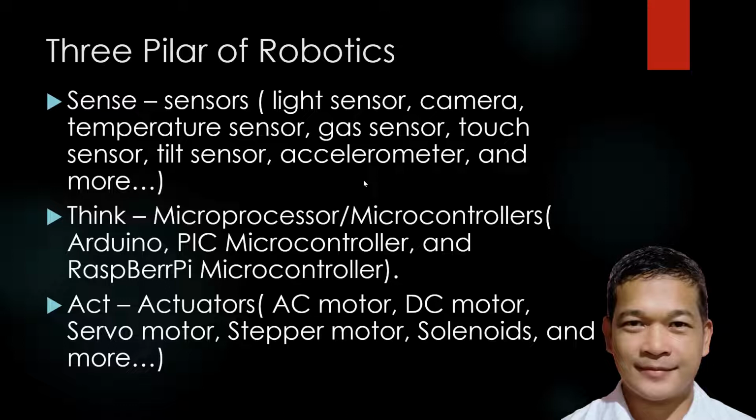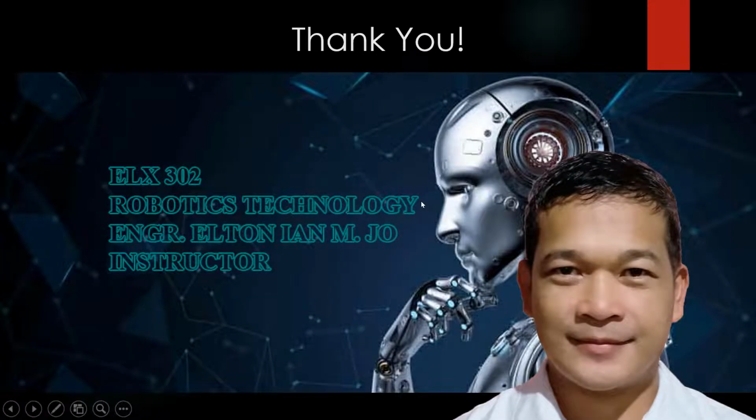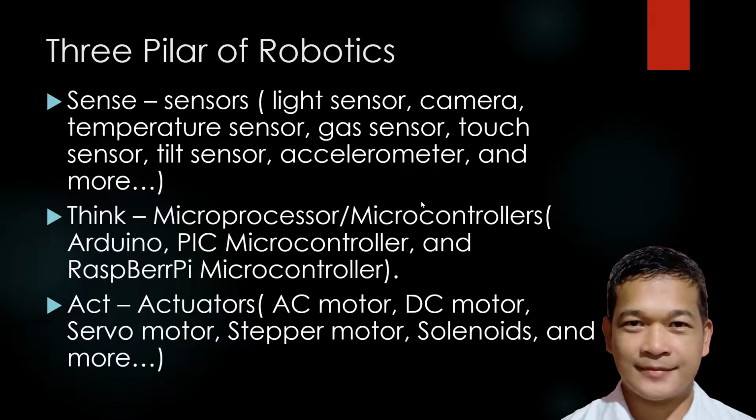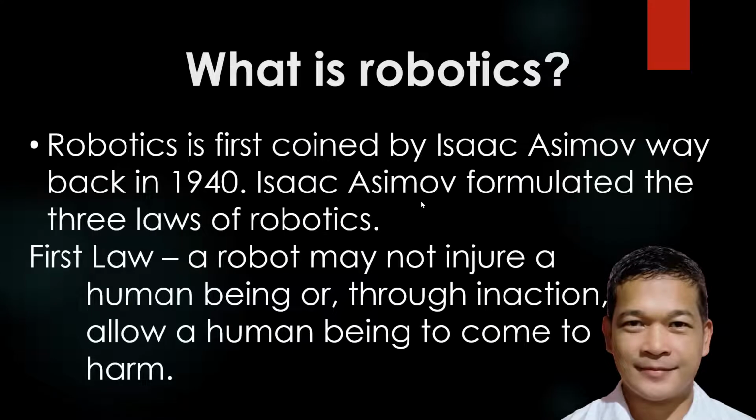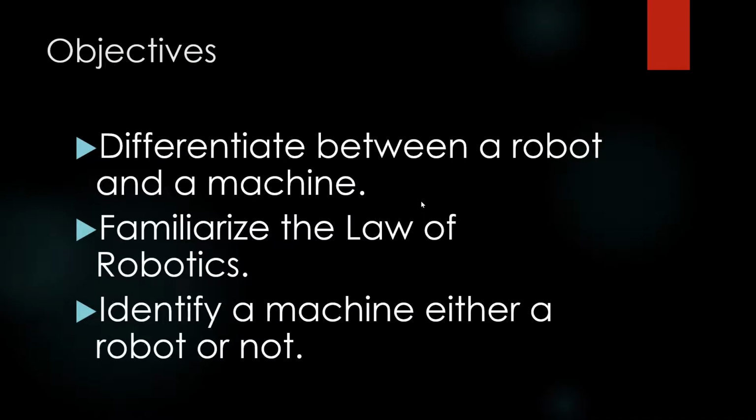So therefore, a machine that can sense, think, and act is a robot, but not every machine is a robot. Okay, that's all for today because we are only discussing the introduction to what is robotics. Hopefully you understood module 1.